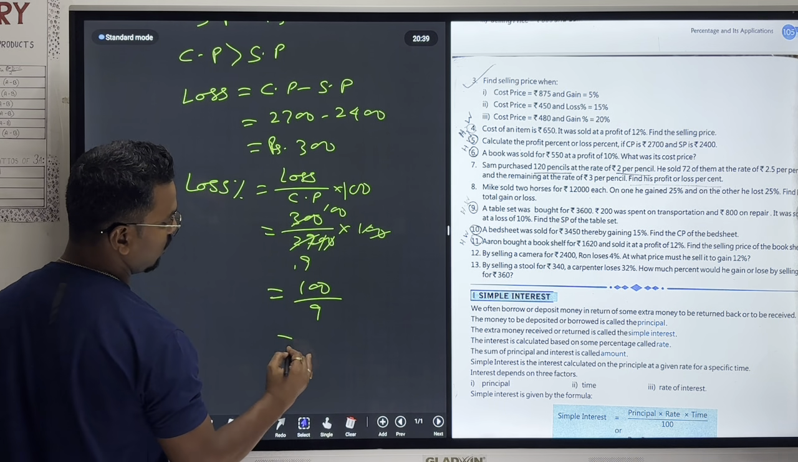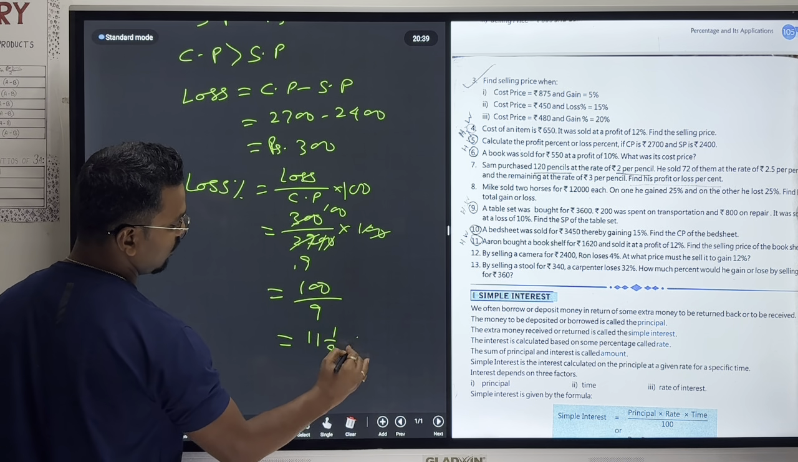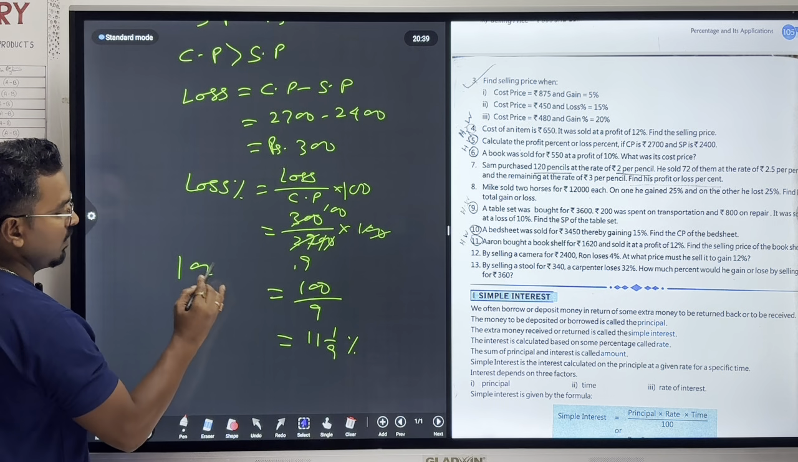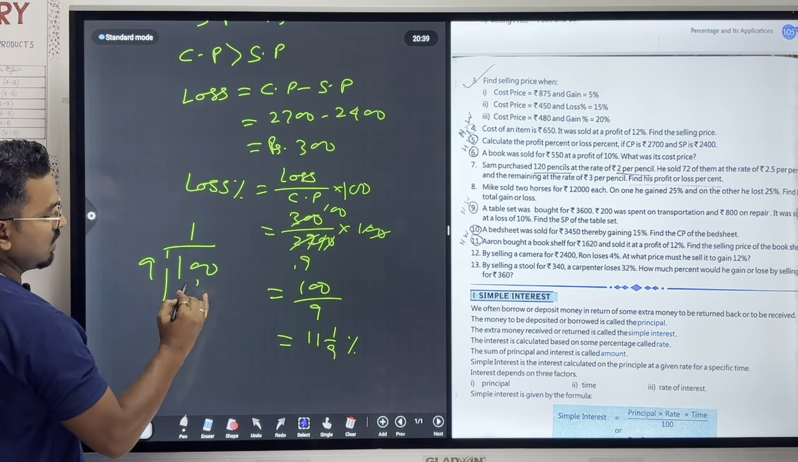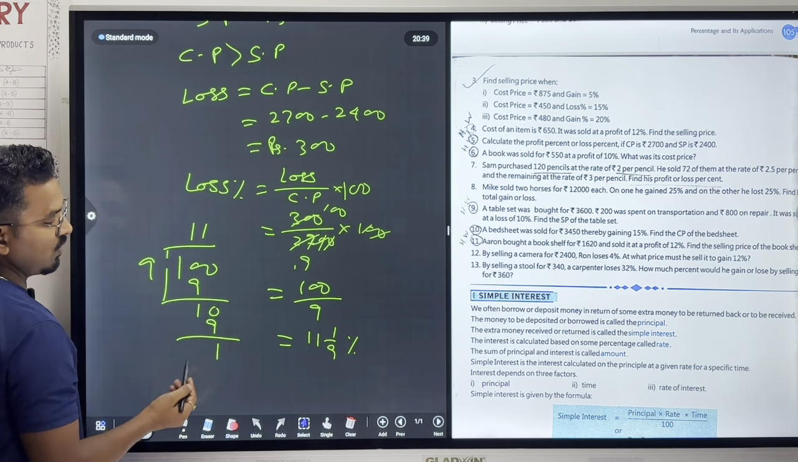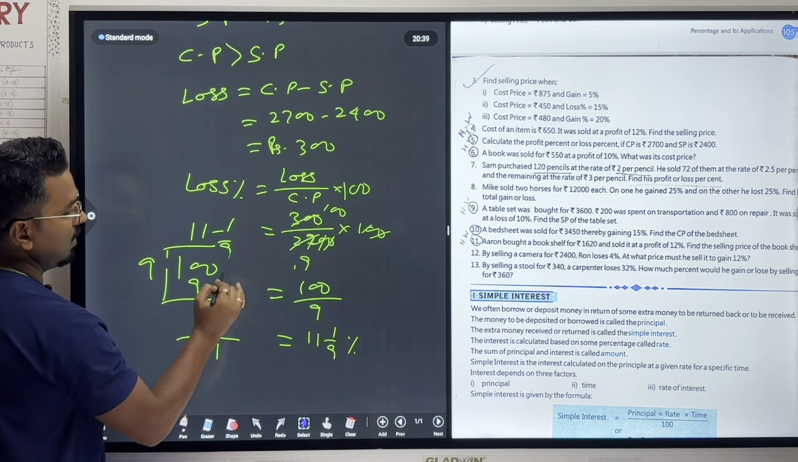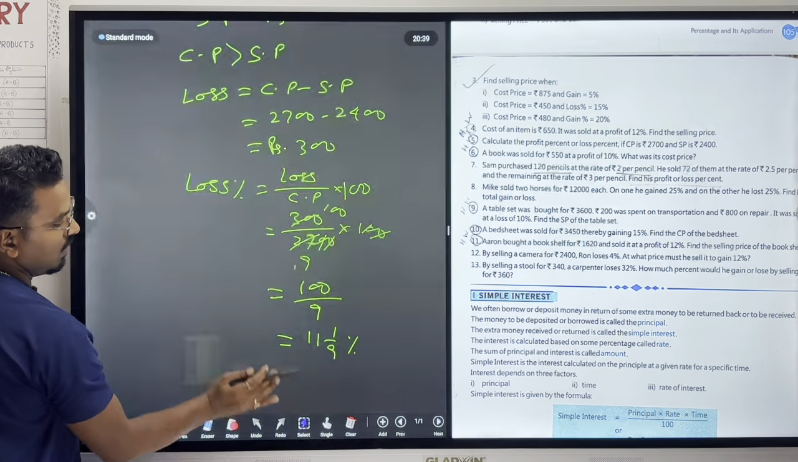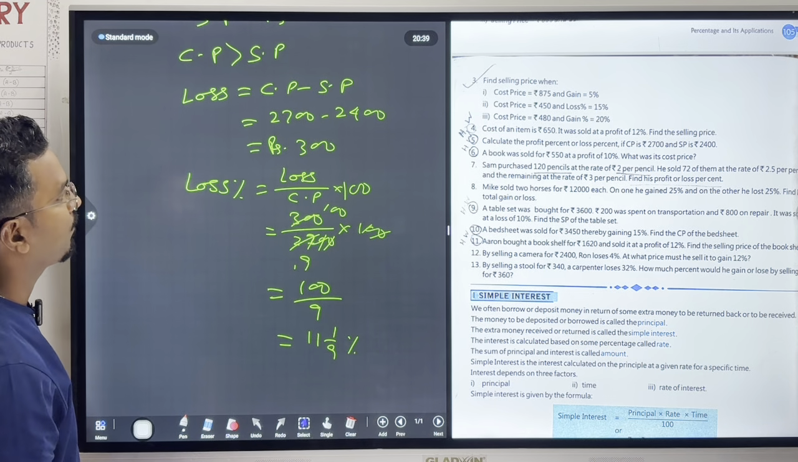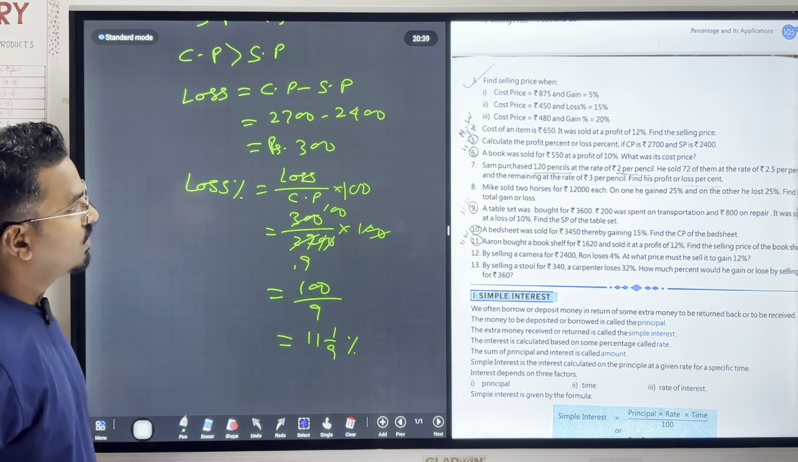100 divided by 9. It will be 11 1 by 9%. See here, if you divide, 1s are 9, again 1s are 9. What is the remainder? Remainder is 1. So it will become 1 by 9. Okay, 11 1 by 9%. Clear? Question number 6.